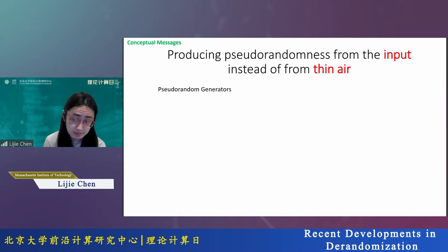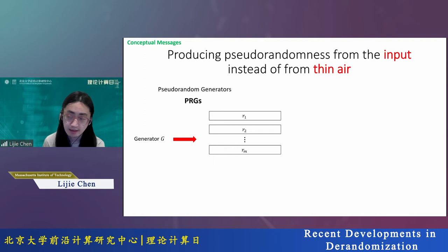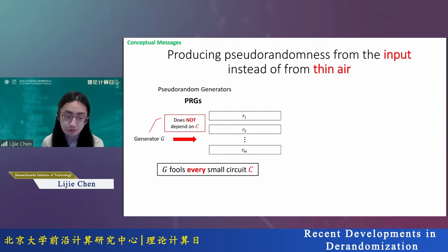You may be familiar with the concept of pseudorandom generator. It's called PRG. You have a generator G, and you output a list of pseudorandom strings R1 to Rm. The hope is that the output of G fools every small circuit C, in the sense that the uniform distribution over all the R's is indistinguishable from a truly uniform distribution. The important point here is that G does not depend on the circuit C. Okay, that is the formal definition of fools small circuit.